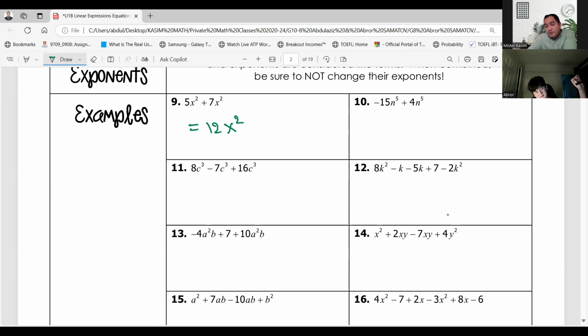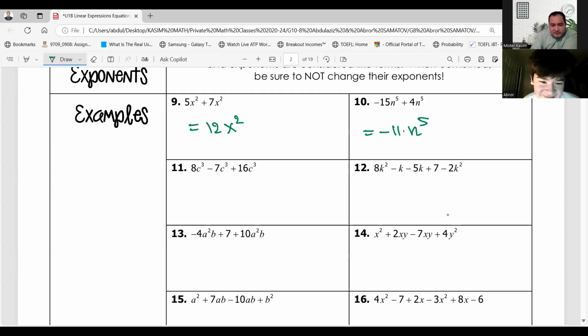And you are going to use this in every grade, not only sixth grade. Even when you go to 11th grade, 12th grade, you will use this. If you don't understand very well, every time you make a mistake. Next, what is negative 15n to the power of 5 plus 4n to the power of 5? That's negative 11n to the power of 5. You should answer like this, not say yes, yes, yes. You should say the answer is negative 11n to the power of 5.